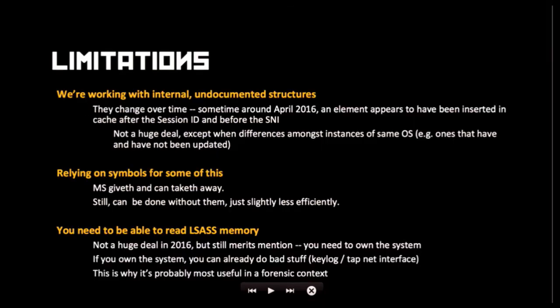But yeah. So limitations: we're working with internal undocumented data structures for the most part, which means that they're subject to change.